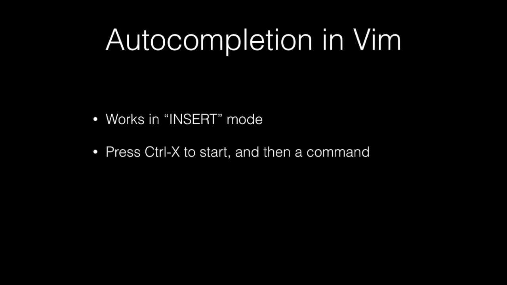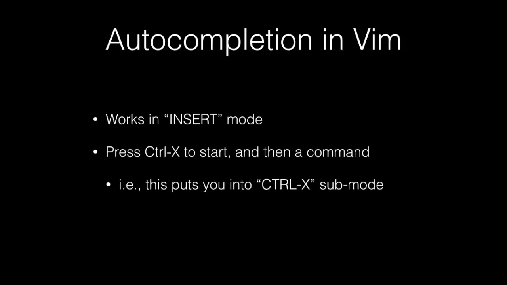So the way it works in Vim, a lot of editors usually use tab to do this, but by default, in Vim, if you type tab, you get tab unless you have soft tab stop turned on or expand tab or something like that. But when you type tab, you get some characters in insert mode. So what Vim does instead is it actually has this Control X sub mode, basically. So when you're inside insert mode, you press Control X, you go into Control X mode, which is a mode, and then you would type a command.